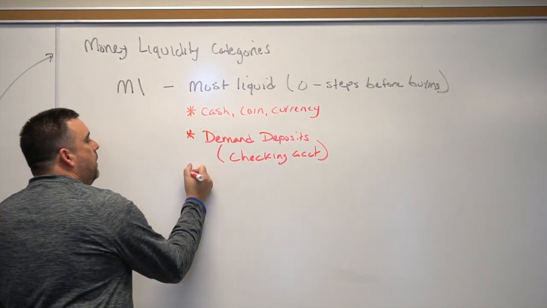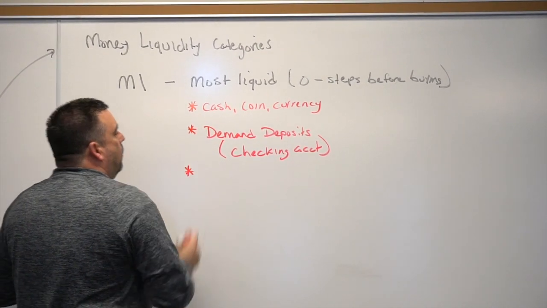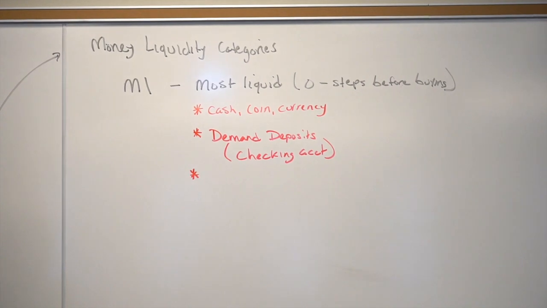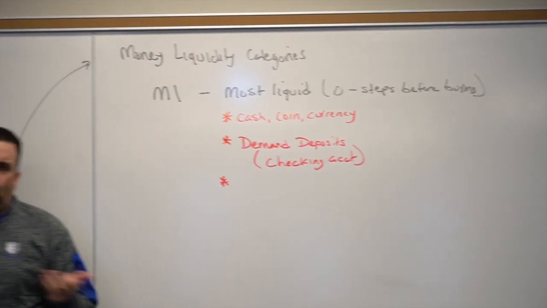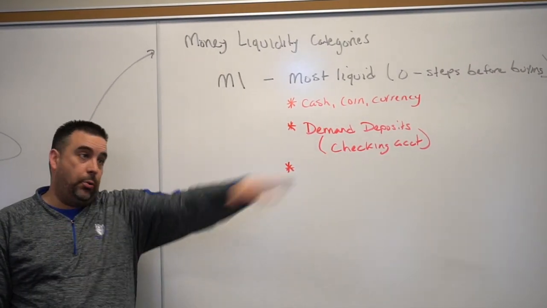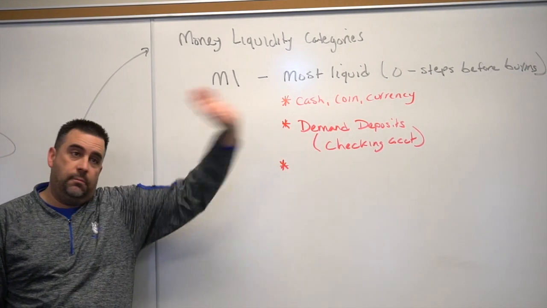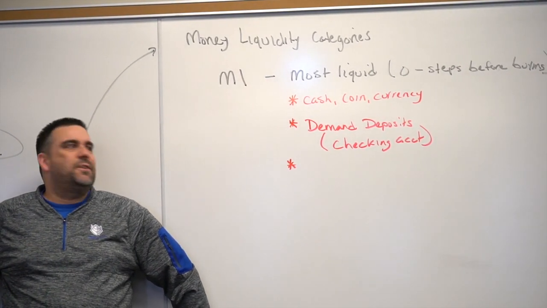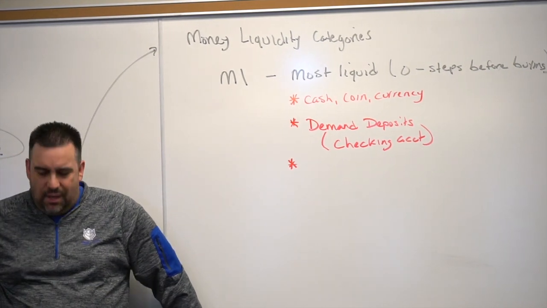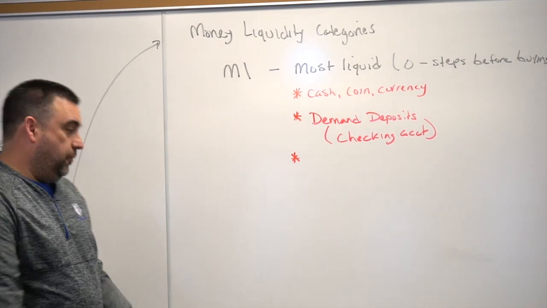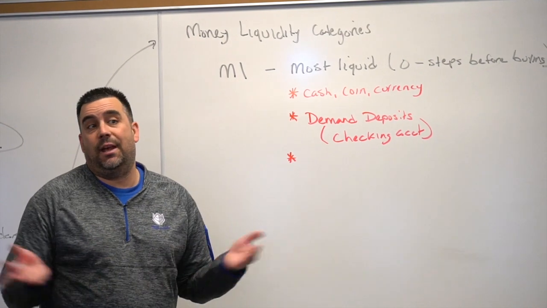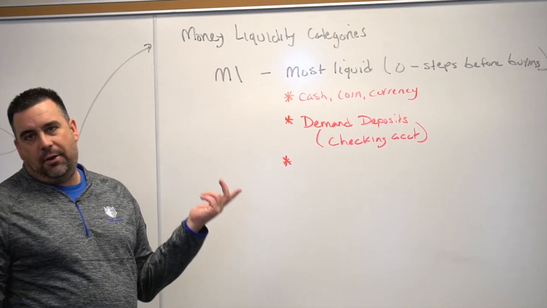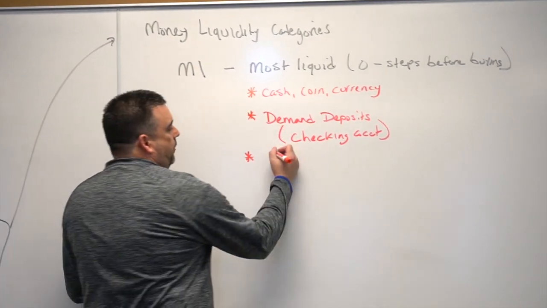This next one, we're going to include in M1, although I don't have a great reason why anymore. It was no problem 10, 15, 20 years ago, but I really don't know if this one still falls in M1, and this isn't something we revise too frequently, so maybe the next time they revise, they take it out of M1. But traveler's checks.